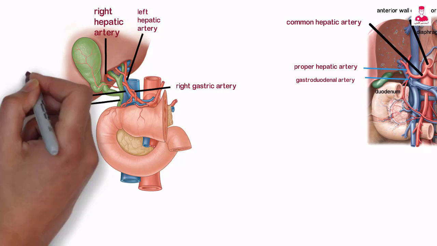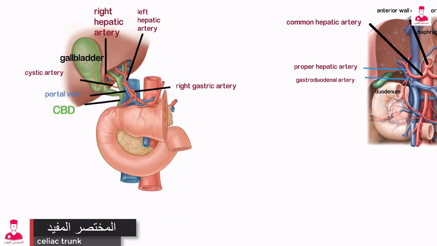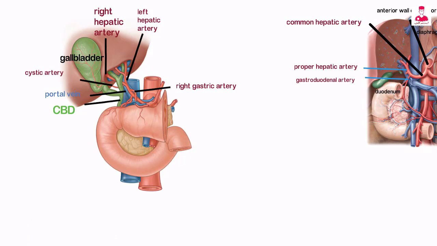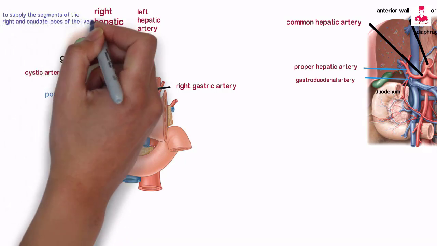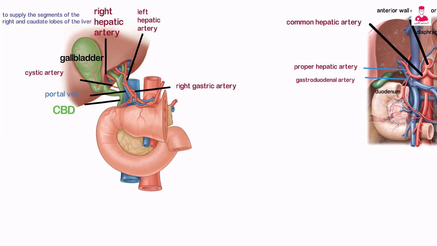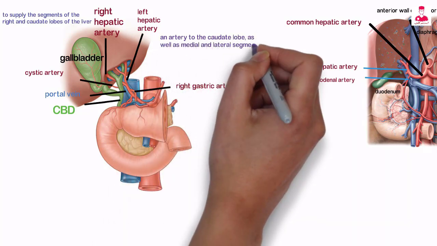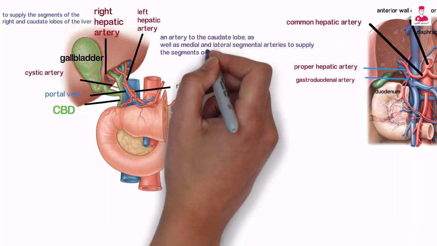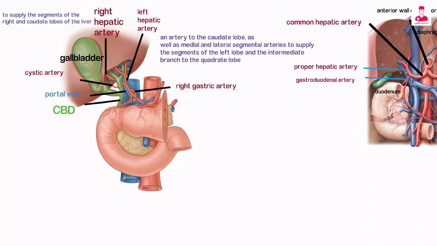The right hepatic branch dispatches the cystic artery to the gallbladder and divides into the anterior and posterior segmental arteries to supply the segments of the right and caudate lobes of the liver. The left hepatic branch also gives off an artery to the caudate lobe, as well as medial and lateral segmental arteries to supply the segments of the left lobe, and the intermediate branch to the quadrate lobe.